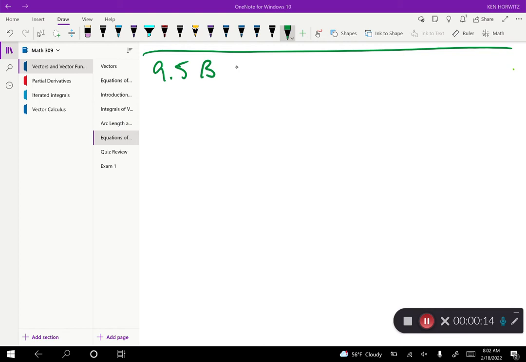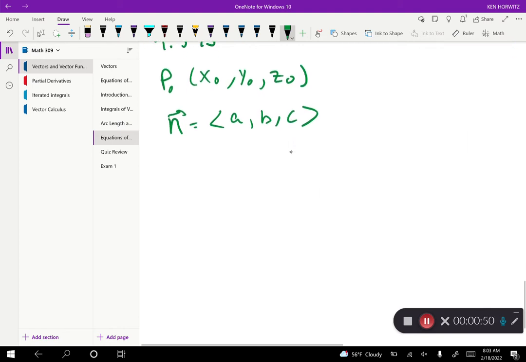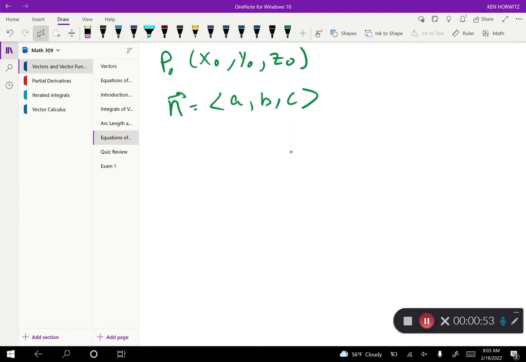So, in order to get the equation of a plane, we need two things. The first thing you need is a point, let's say point P naught: X naught, Y naught, and Z naught. And we also need a normal vector to the plane. So a normal vector, by definition, is a vector that is perpendicular to the plane. And we're going to call the vector A, B, and C. All right. Let's do a little bit of math, because I think that's going to really help.